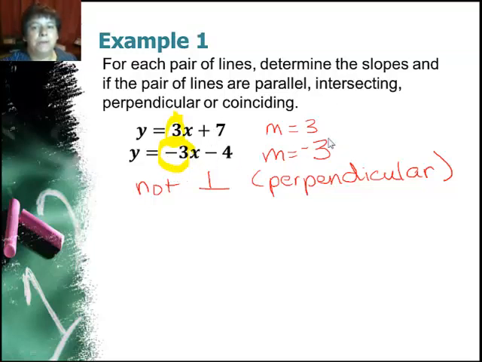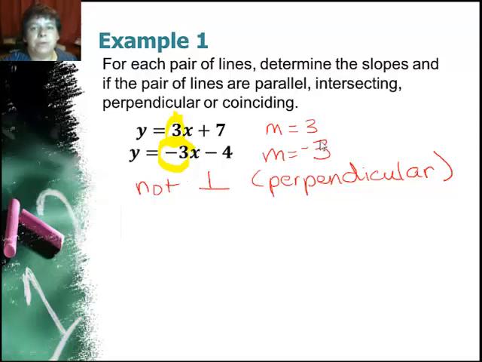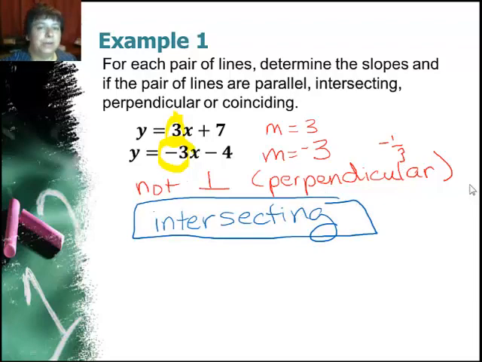The slopes are different, but they're not perpendicular because to be perpendicular, you would need it to be the negative reciprocal. So instead of negative 3, it would have had to have been negative 1/3 to be perpendicular. All right, but it's not. So in that case, these are just intersecting lines.